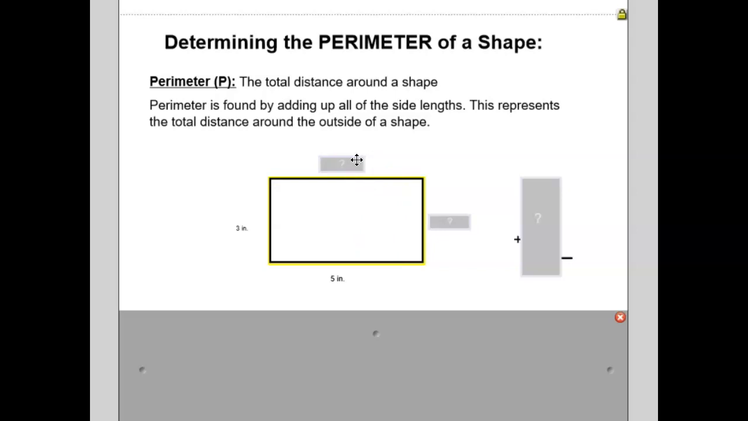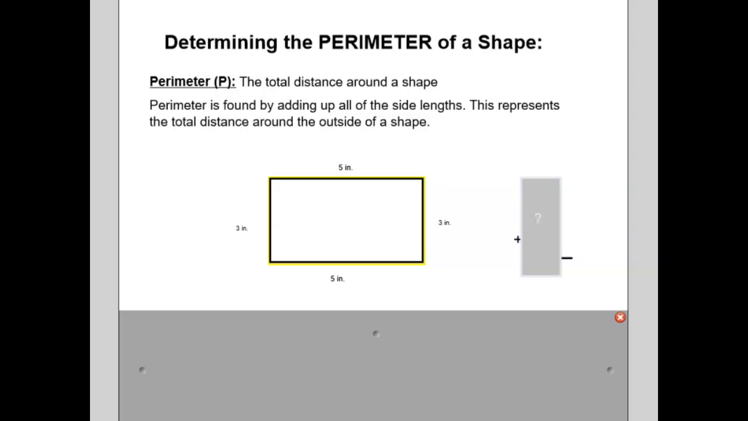So I know a rectangle is a parallelogram. So if this side length is 5 inches, what is its opposite parallel side? Pause the video. Yes, it's also 5 inches. If this side length is 3 inches, its opposite parallel side is also 3 inches.